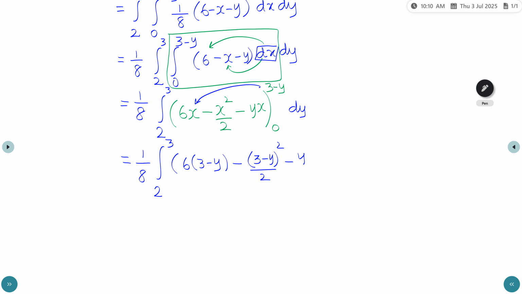So y into, in the place of x we need to substitute the value, because integration is with respect to x. So y into 3 minus y into dx. So 1 by 8, integration 2 to 3.